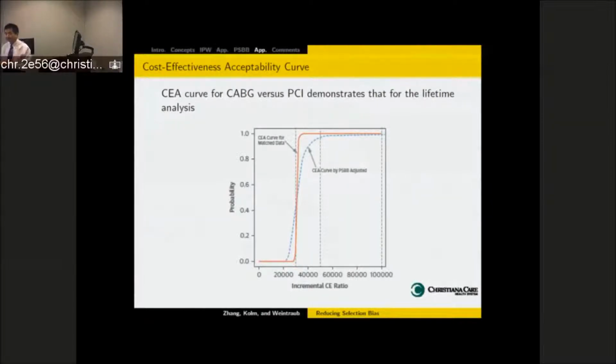Oh, okay. So I misunderstood. I thought you were doing the ICER for each bin, and then combining it into some type of summary. But in fact, each bin has a weight that you apply to get the combined ICER. I see. Okay.